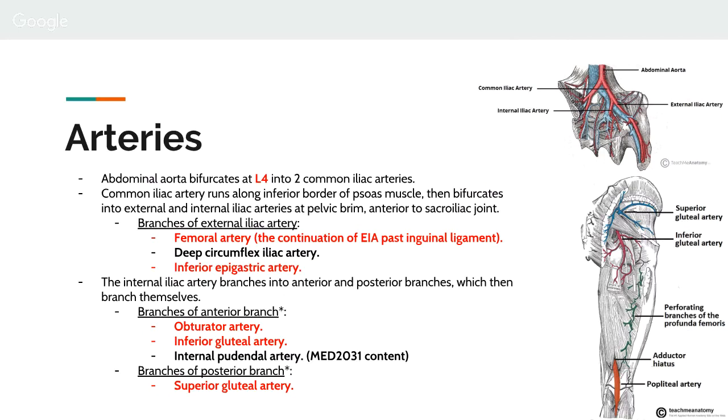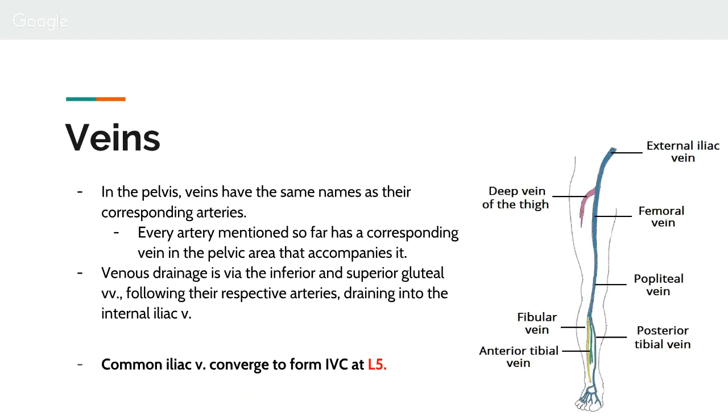Know that the abdominal aorta bifurcates at L4 into the common iliac arteries, whereas the common iliac veins converge to form the IVC at L5. So they're not the same thing. And the anatomy department likes to pick on this and make a sneaky little multiple choice about it.